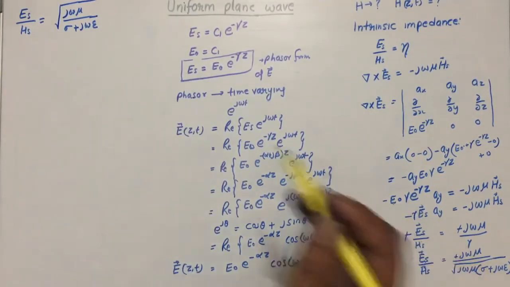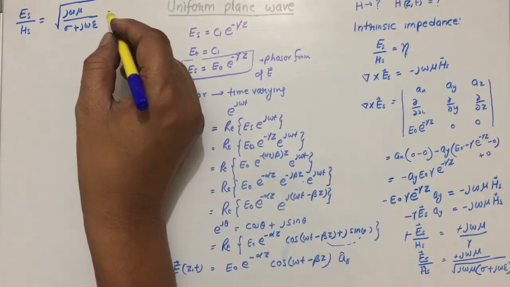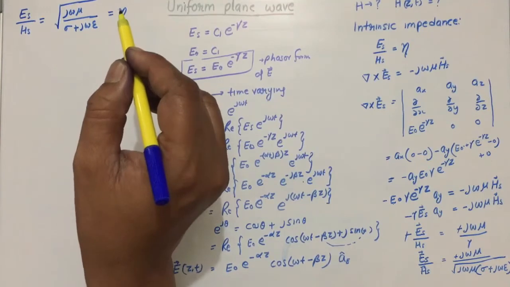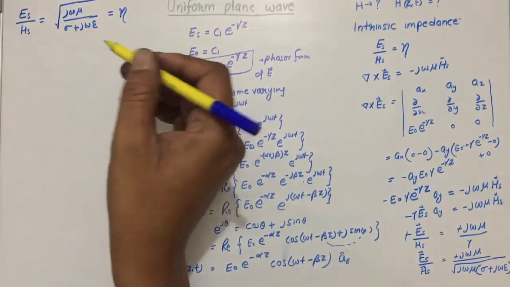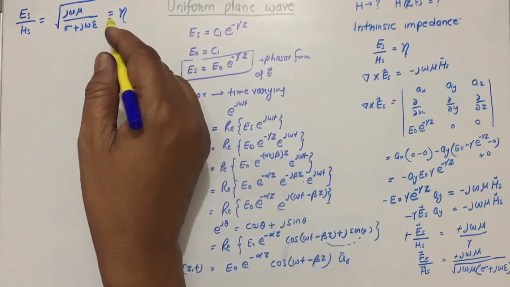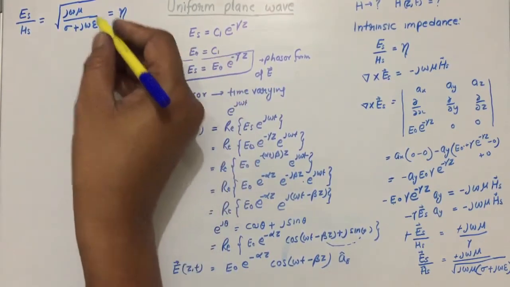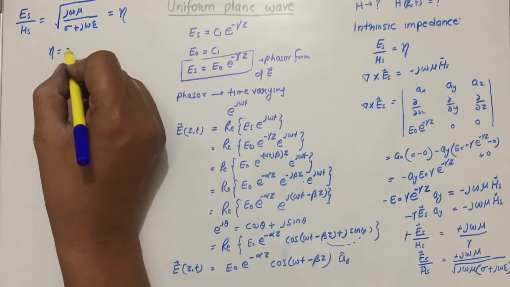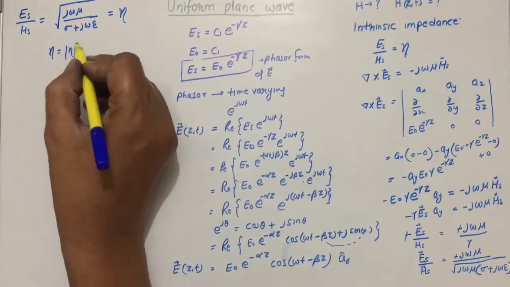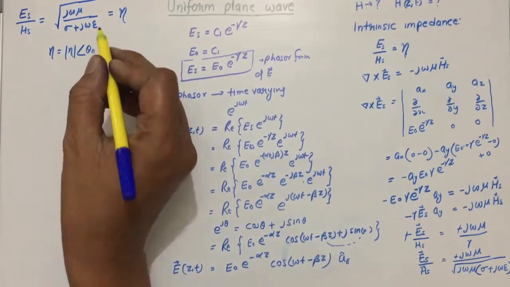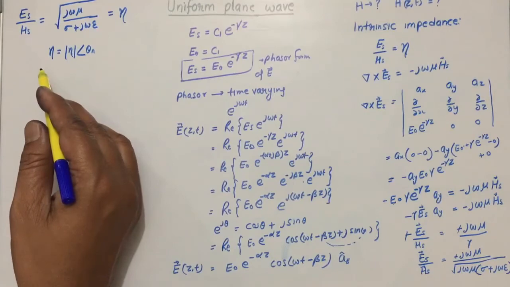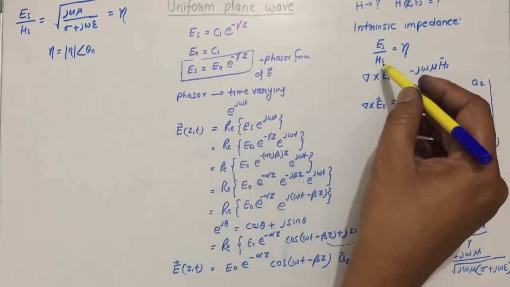Okay, so this is nothing but the intrinsic impedance. This is the magnitude, and if we find the angle, it can be written as the absolute value with some angle theta n. We can write it like that. That is the general term for all. So if we know the intrinsic impedance, then we can find Hs.